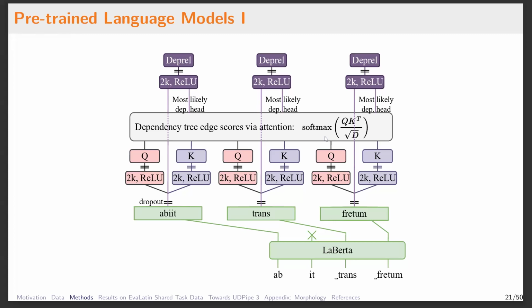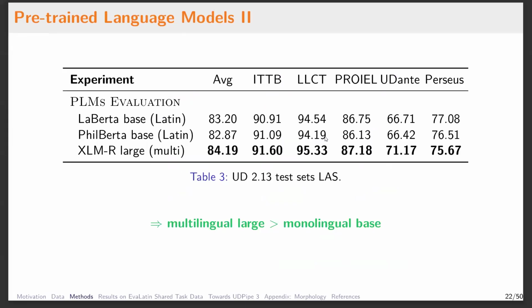Now I will go to the first experiment. The question is, what kind of BERT? There are so many, like BERT, RoBERTa, XLM-RoBERTa large, base, and so on. We tried many, but I will show you three of them. Our first try was LaBERTa, which is a monolingual BERT. That means it only has seen Latin during its pre-training. Then we tried PhilBERTa, also a monolingual model that has only seen Latin during its pre-training. And then we tried XLM-RoBERTa large, which is a multilingual model.